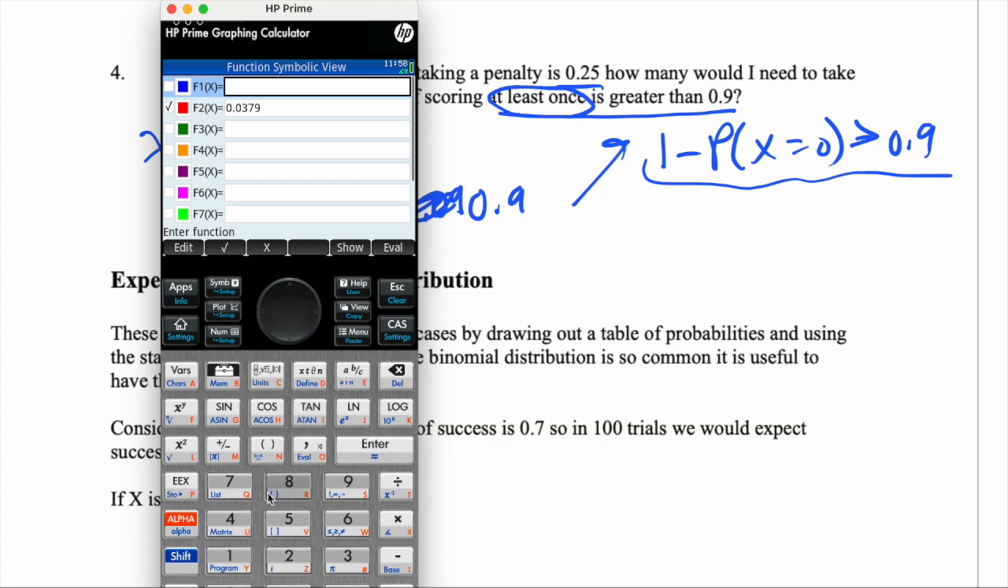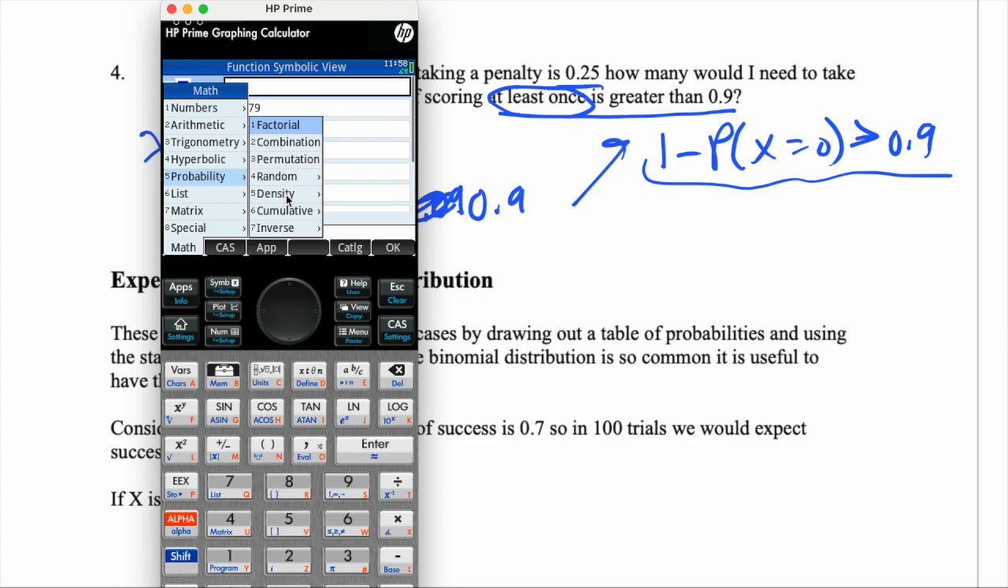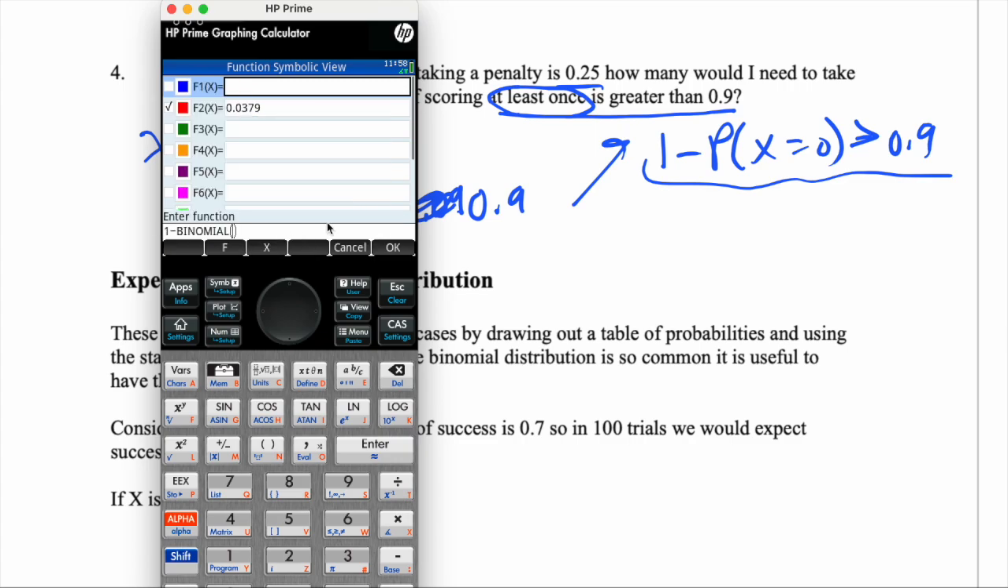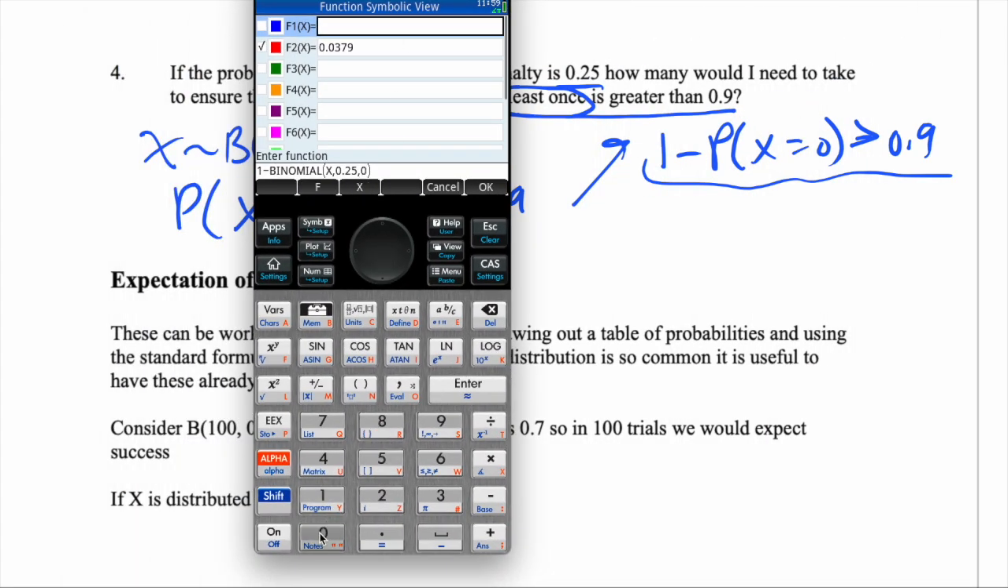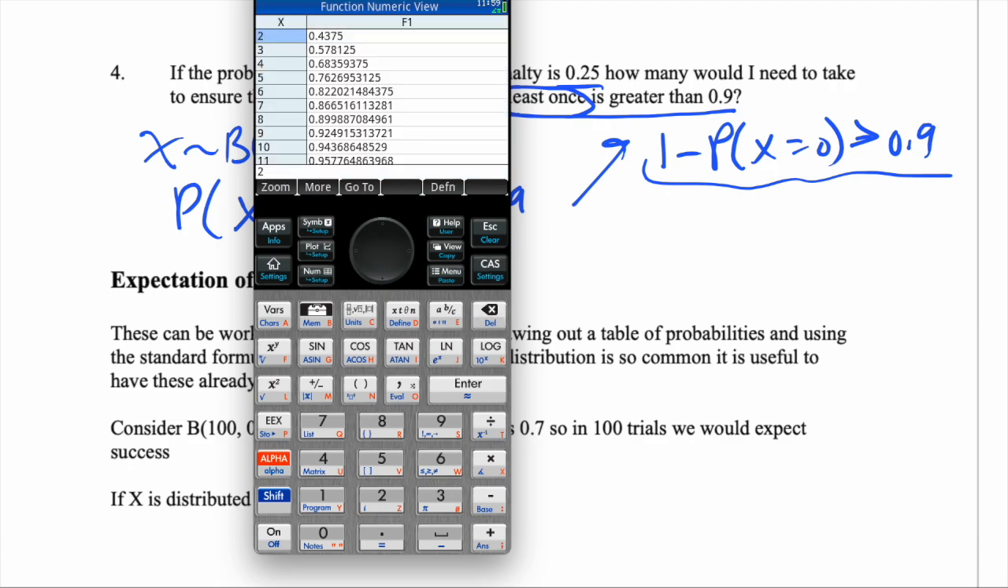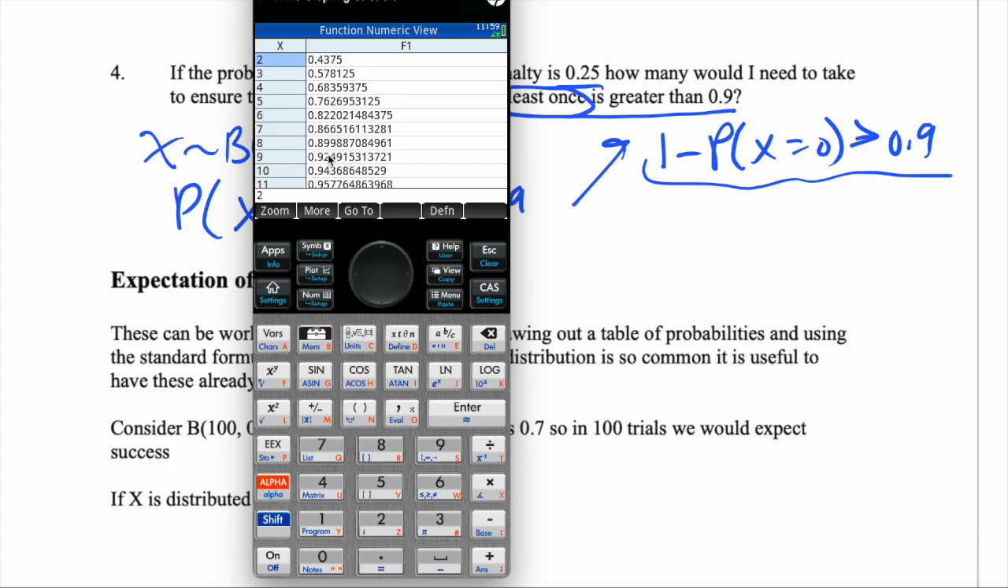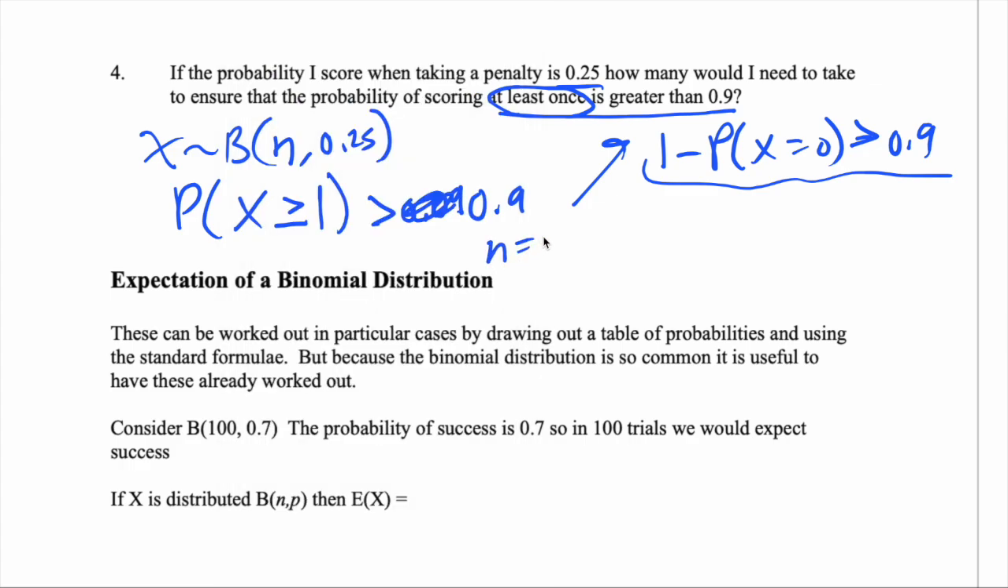Okay, so let's type that into the calculator. Let's clear that. 1 minus toolbox, probability, density, binomial. So we have n we don't know, so let's call it x, comma 0.25, comma 0. Alright, and then we can just look at the table to see when this value is greater than 0.9. So that's when n equals 9. We can see that clearly from the table.